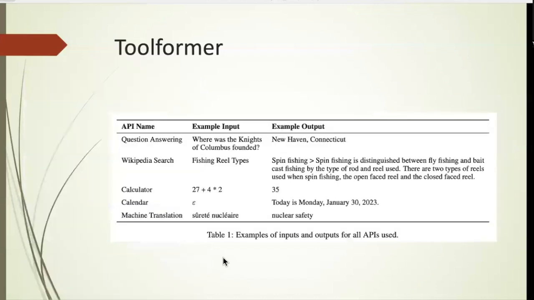As for what tools are available, there can be just a QA tool, maybe just another LLM for QAs, like for common sense knowledge QAs. You can also do Wikipedia search or Bing or Google search APIs. It can also use calculators. If you pass it to a calculator, you are likely to get more accurate calculations than just asking the LLM to generate a number. You can also use calendars or machine translation.